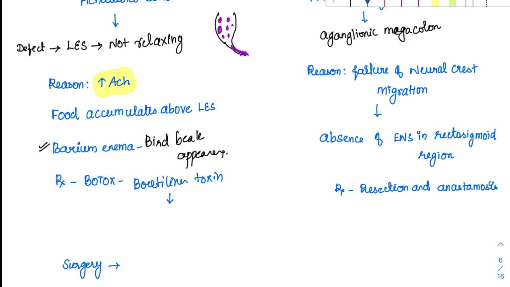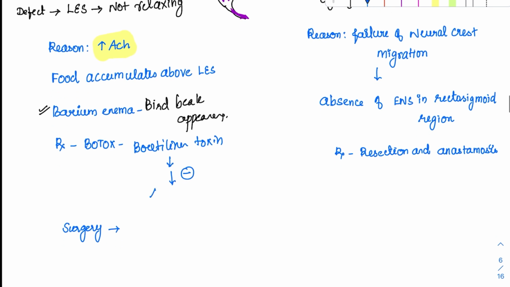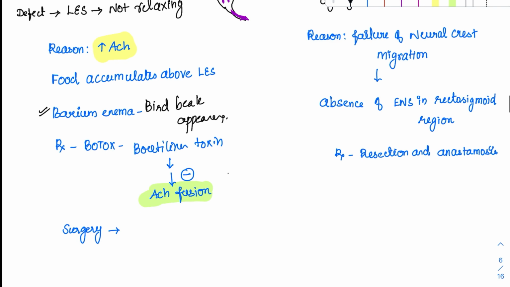Its function is to inhibit the ACH fusion. ACH has to fuse with the membrane and it has to be released. So if it is blocked, what will happen? The amount of ACH will get reduced. There is a decrease in ACH and there will be a relaxation of the esophageal sphincter. Otherwise, there is one more surgery which can be done, which is called Heller's myotomy. These are the treatment options for achalasia cardia.